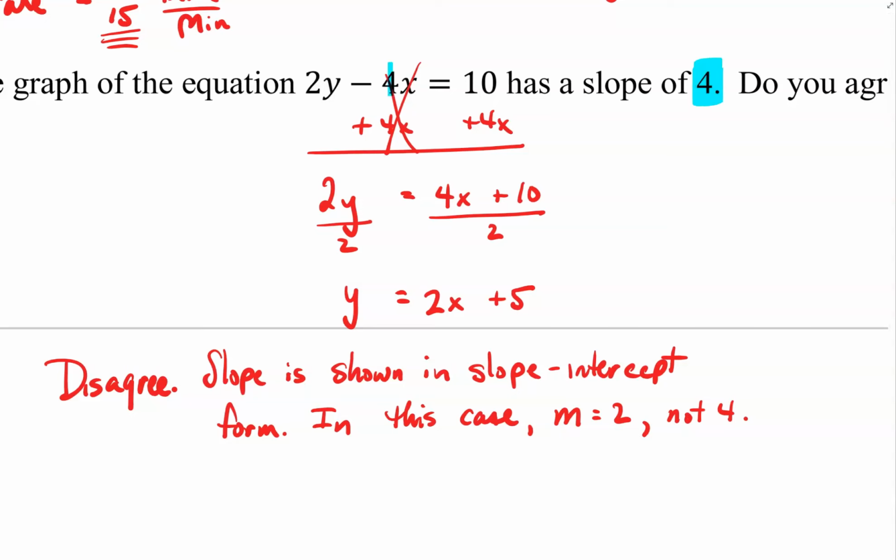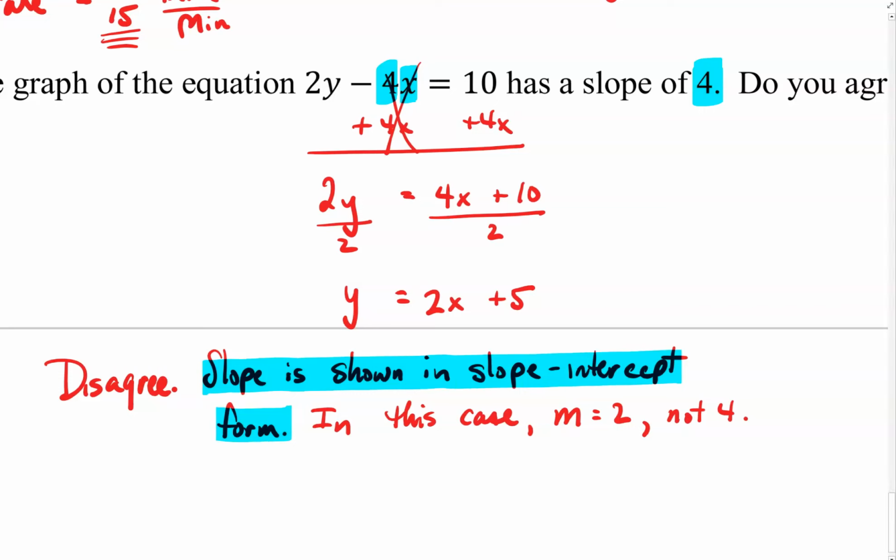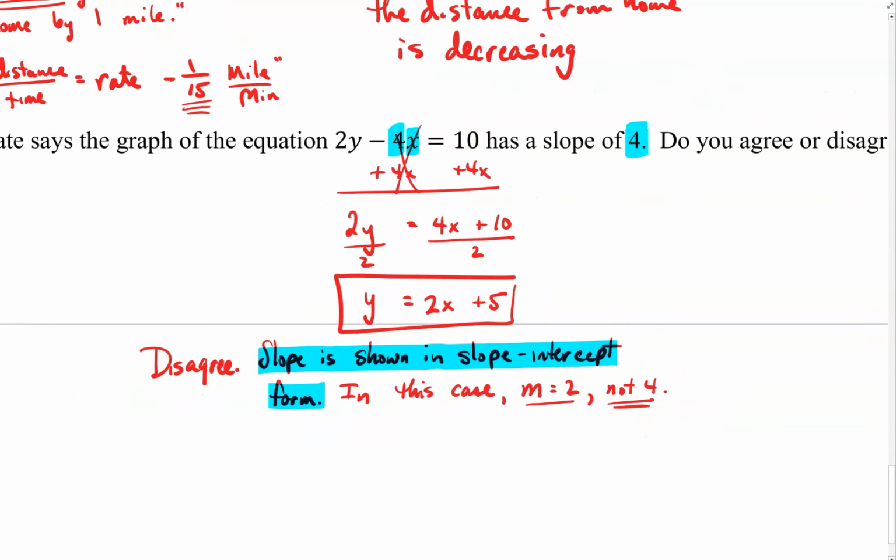While it looks like 4 is the slope because 4 is the number that's paired with the letter x, we have to remember that slope is only shown in slope-intercept form. This equation was not in slope-intercept form. We should isolate the y in order to make that happen. While doing so, working backwards through PEMDAS, we add 4x to both sides. We would still need to isolate y by dividing by 2, and after we divide this side of the equation by 2, we're left with y equals 2x plus 5. So that tells me that in this case the slope is actually 2 and not 4.